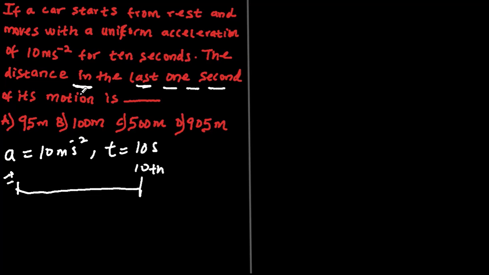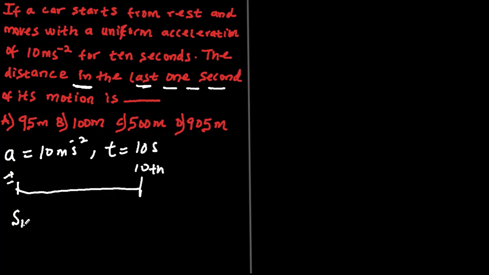The other language they use to ask this kind of question is during, right? So if they say in or during, it means that the last 10 seconds is not complete, all right? The 9 seconds is complete, but the 10 seconds is not complete. So what you do is you find distance covered in the 9 seconds, find distance covered in the 10 seconds, and then subtract. That is the way you solve this kind of question.